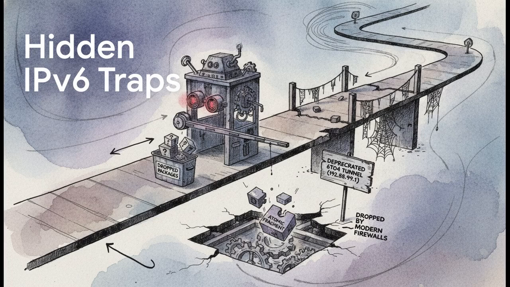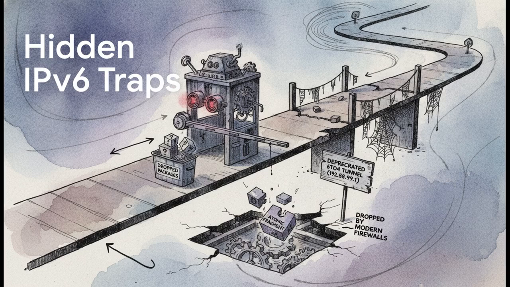Aside from MTU headaches, keep your eyes peeled for a few hidden traps that cause silent drops. First up, a lot of middle boxes, like firewalls and load balancers, will just silently drop IPv6 packets if they contain unknown extension headers. If you've got a mystery failure, break out Wireshark and inspect those headers. Second, if you ever stumble across legacy 6to4 tunnels using the 192.88.99.1 Anycast address, just know they were completely deprecated in RFC 7526 because they are notoriously unreliable. Avoid them like the plague.